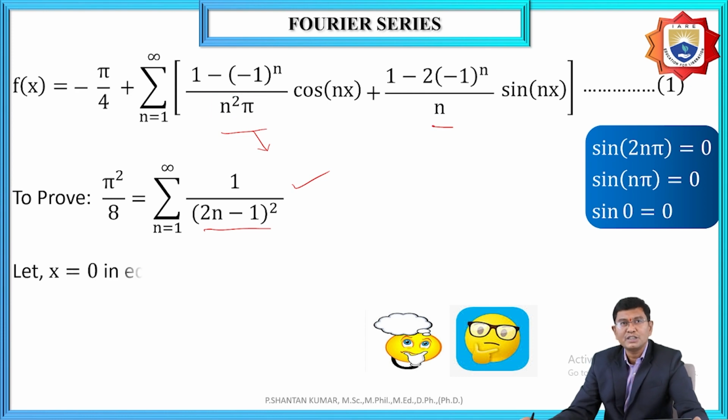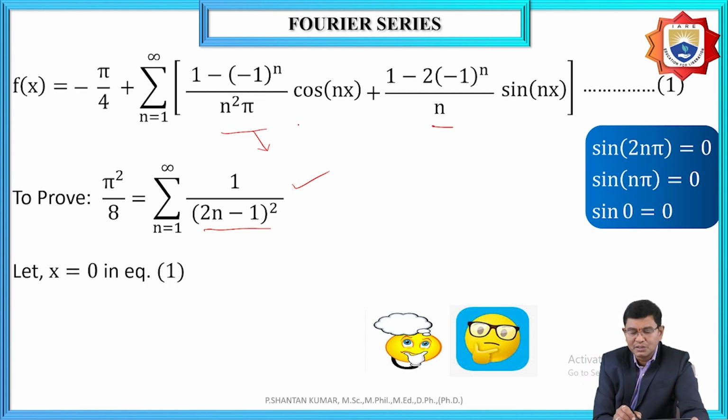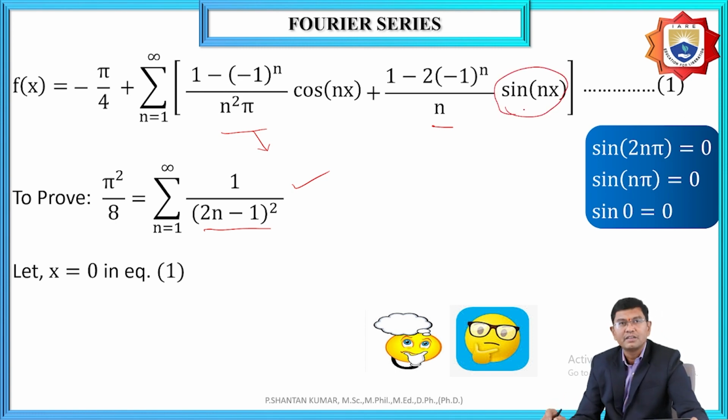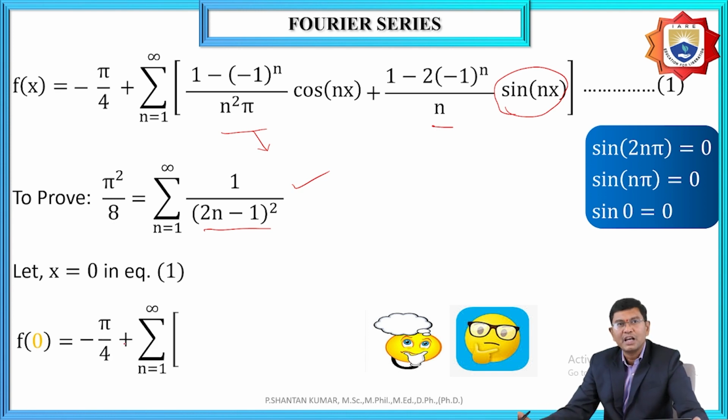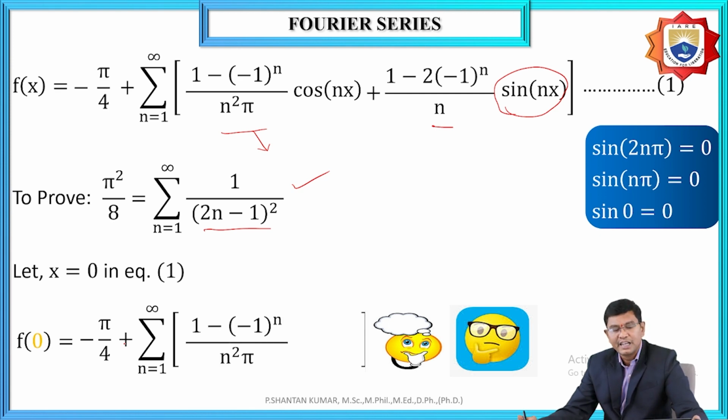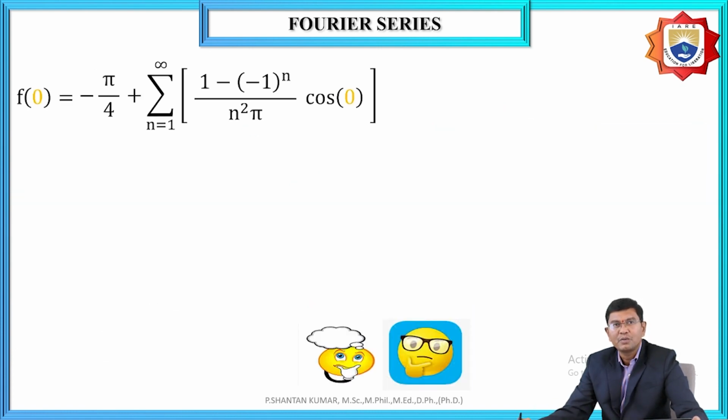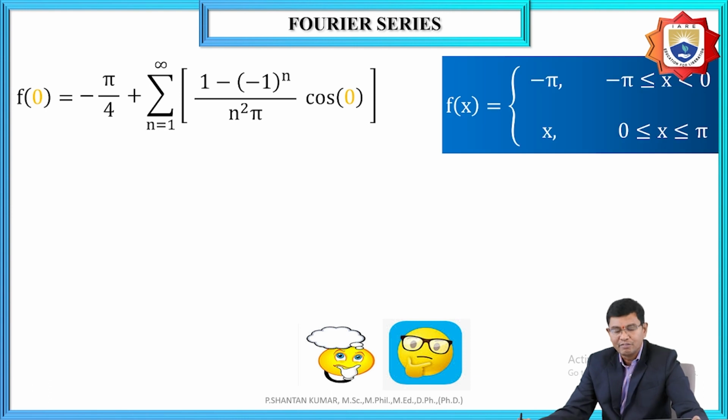Therefore, due to that reason, let us put x equal to 0, automatically the second term will be removed. Therefore, by replacement of x equal to 0 in the equation 1, f of 0 is equal to minus pi by 4 plus summation n equal to 1 to infinity 1 minus 1 whole power n by n square pi into cos 0. That cos 0 value is 1. Therefore, again by using this one, f of 0.